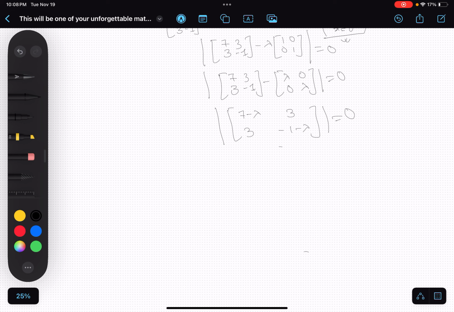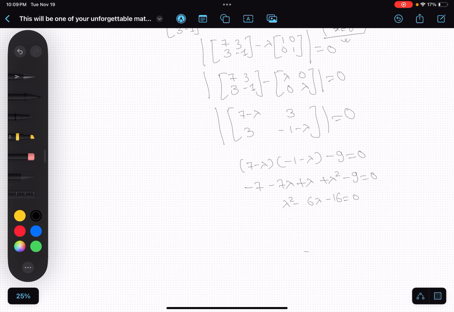Now this will be (7 minus lambda) times (-1 minus lambda) minus 9 is equal to 0. So this is just minus 7 lambda plus lambda square minus 9 is equal to 0. This is lambda square minus 6 lambda minus 16 is equal to 0.